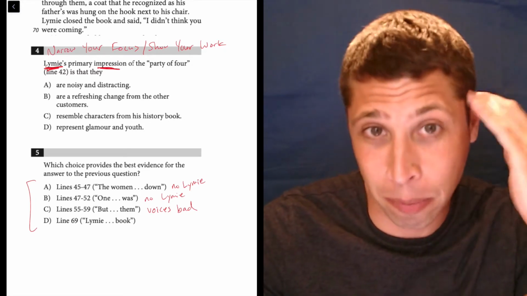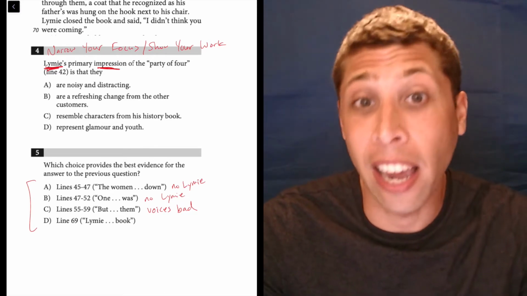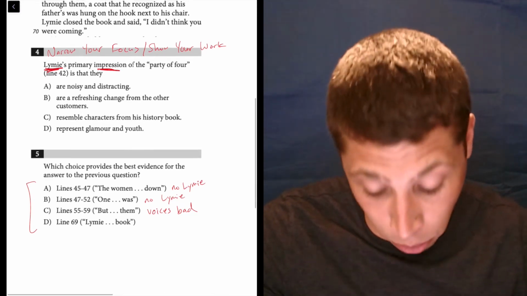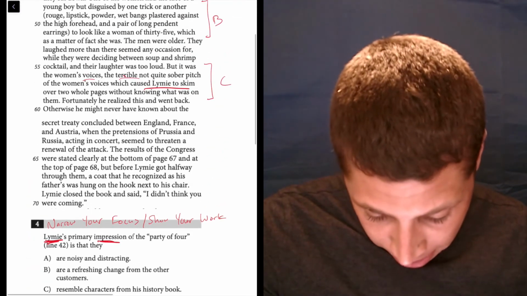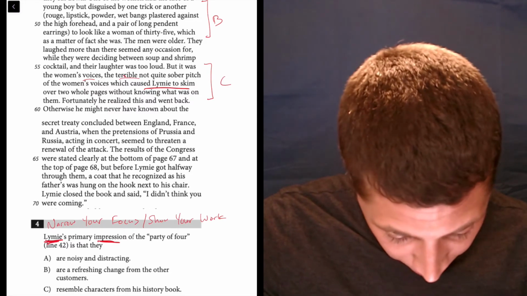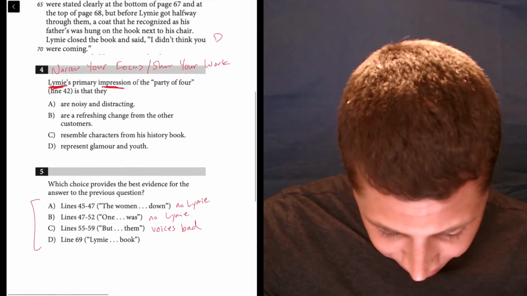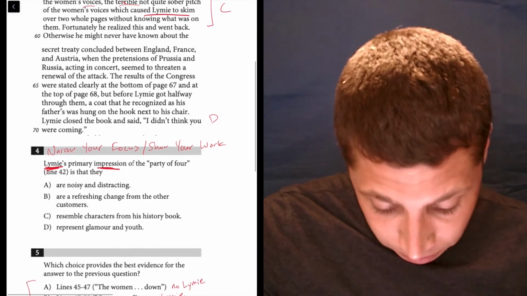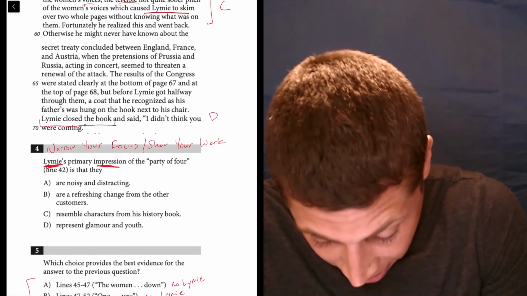I don't want to waste this space. I'd rather use my brain for thinking, not for remembering. It's important. All right, line 69 is right here. And is that it? Limey closed the book. Really, the line here is just this.